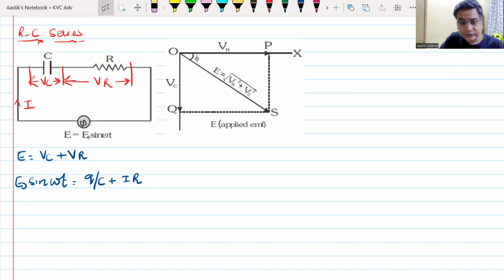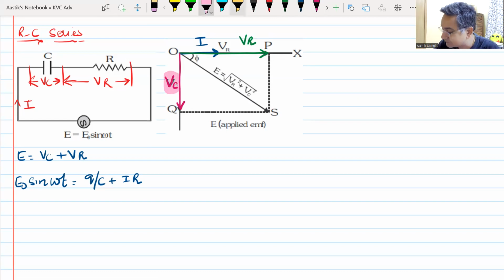So what do I do? I first draw the phasor of current and I call it I. Then where will the phasor of voltage across the resistor VR be? With the same phase. The value of VR would be in the same phase. What about the voltage across the capacitor? The voltage across the capacitor VC would be behind by an angle of 90 degrees. Do we understand this? Yes.